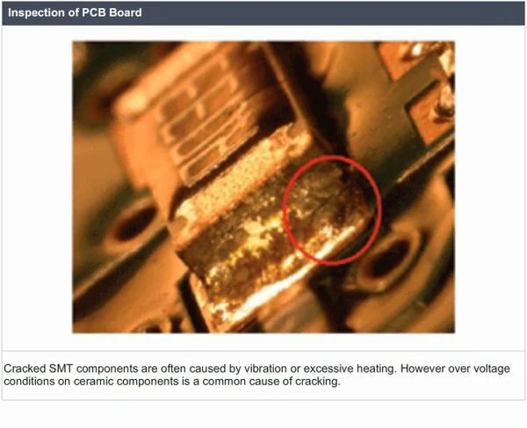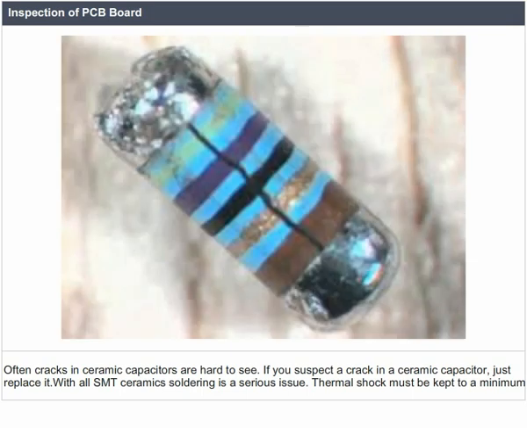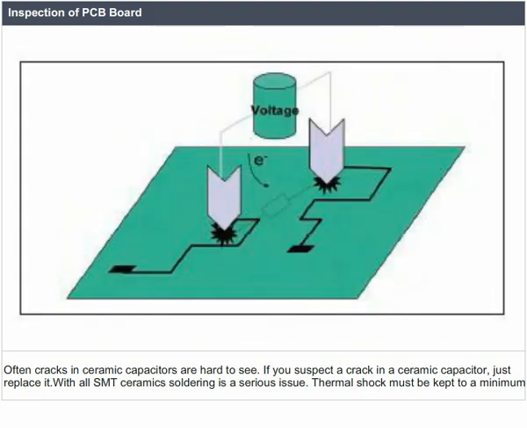Cracked SMT components are often caused by vibration or excessive heating. However, overvoltage conditions in ceramic components are a common cause of cracking. Often cracks in ceramic capacitors are hard to see. If you suspect a crack in a ceramic capacitor, just replace it. With all SMT ceramics, soldering is a serious issue. Thermal shock must be kept to a minimum.